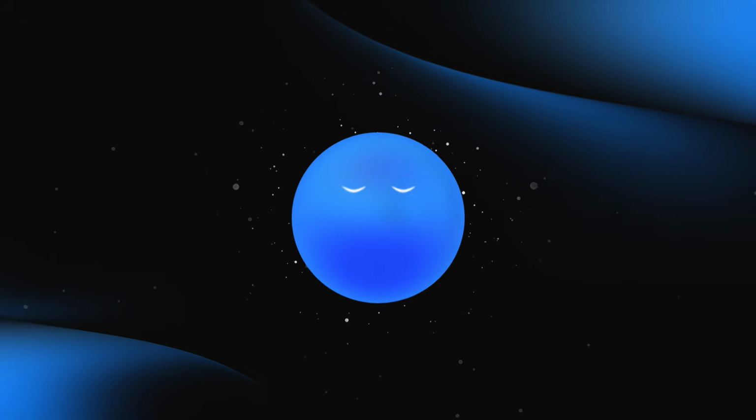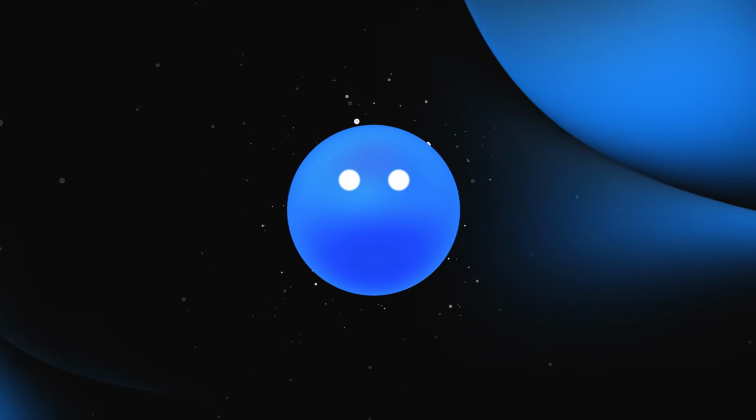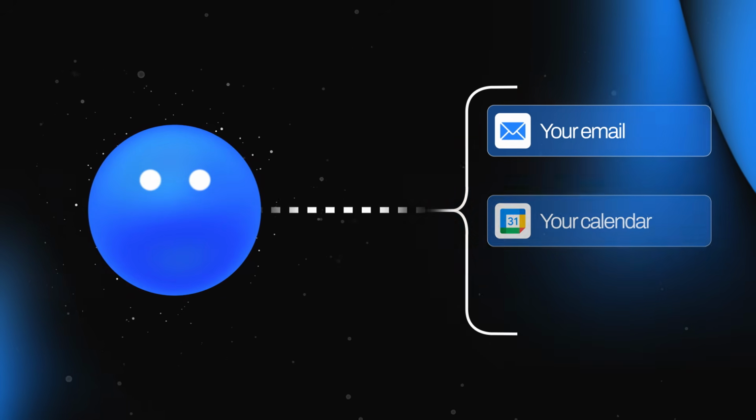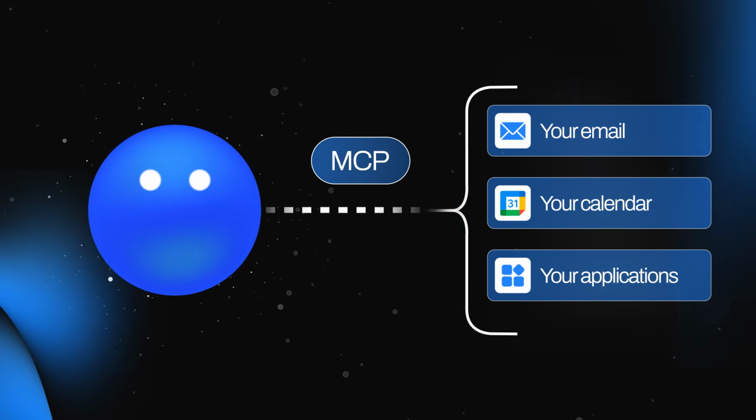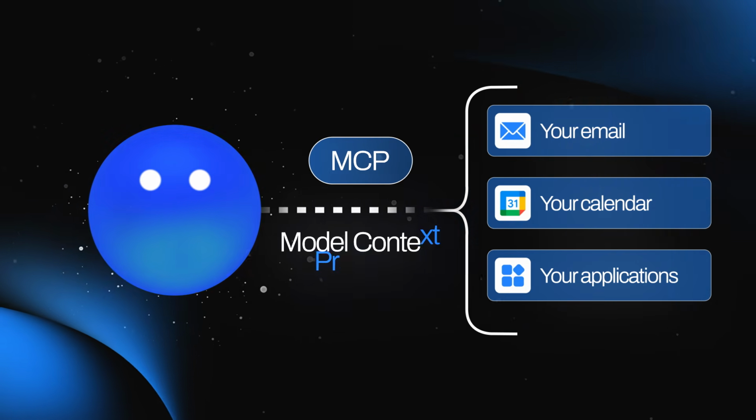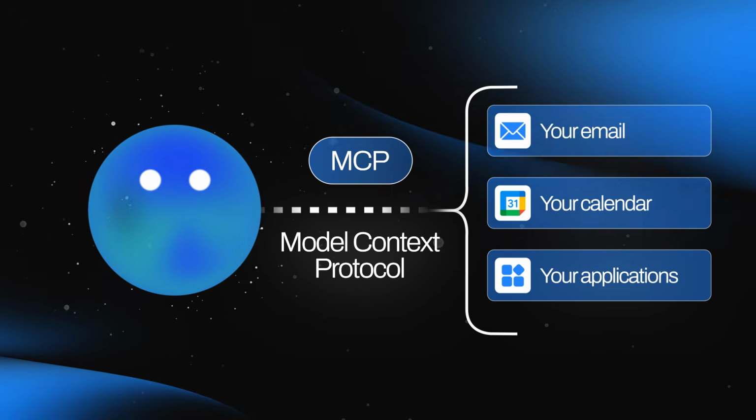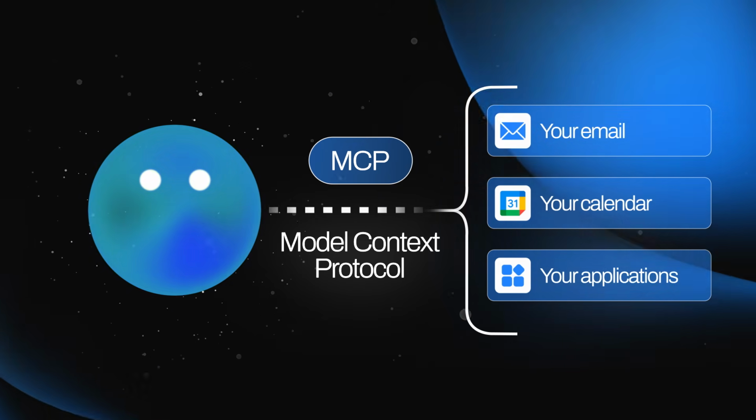So an AI agent needs to be connected to your tools to actually do anything useful. Your email, your calendar, your apps. MCP is what makes that possible. It stands for Model Context Protocol. Think of it like a USB-C for AI. One standard plug that connects to everything. Before MCP, every connection had to be built from scratch. Now there's one way to do it. That's why agents can talk to Google Mail, Google Calendar, Slack, and thousands of other tools.